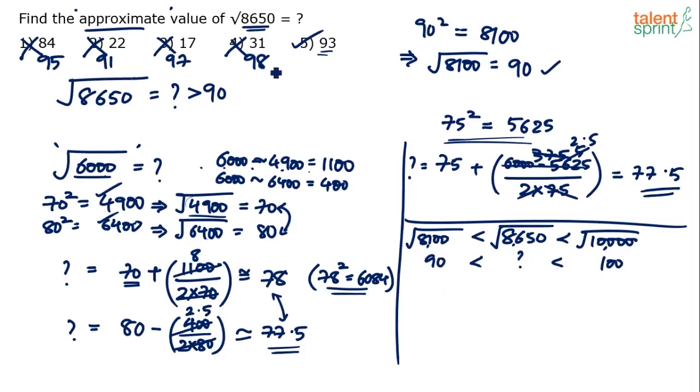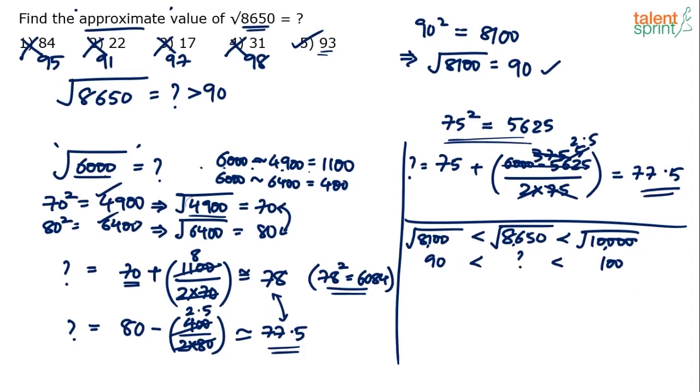So look at the options. Unfortunately, all the options are between 90 and 100, so we can't really do anything, right? Okay, one more observation which can help us eliminate some of the options: look at what value 8650 is closer to. Is 8650 closer to 8100 or closer to 10,000? It is closer to 8100, right? See, the difference between 8100 and 8650 is only 550, but the difference between 8650 and 10,000 is almost 1400, or 1350 to be precise. Since the difference here is less, it is closer to 8100, which means the answer, question mark, should be closer to 90. It should not be closer to 100.